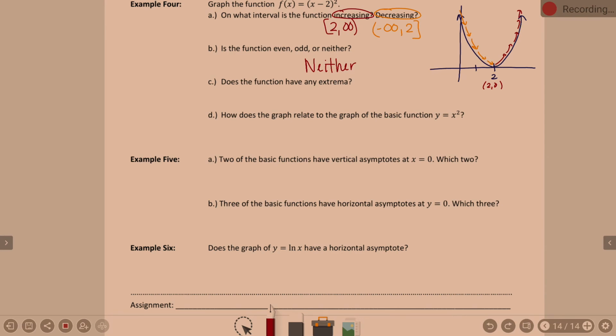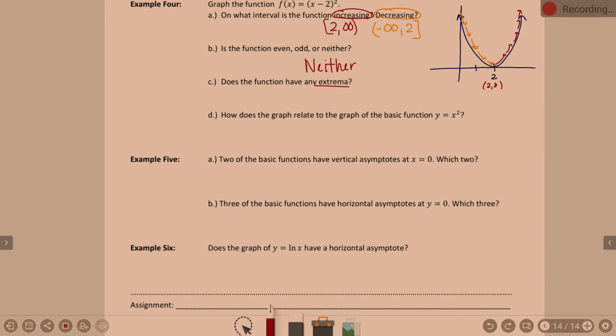Does the function have any extrema? No extrema. I didn't get the typo corrected in here, I know, because my notes are wrong too. So that is supposed to say extrema. Aren't you guys missing an R? Yeah, because my notes are missing an R too. I caught it when I was doing my answer key here. Don't worry about it.